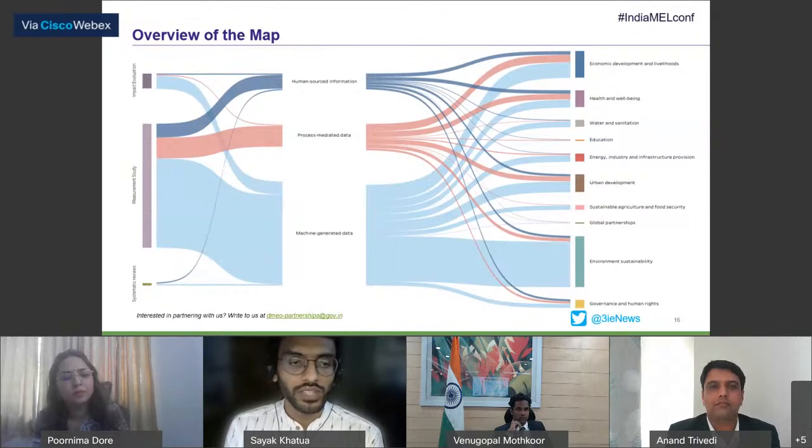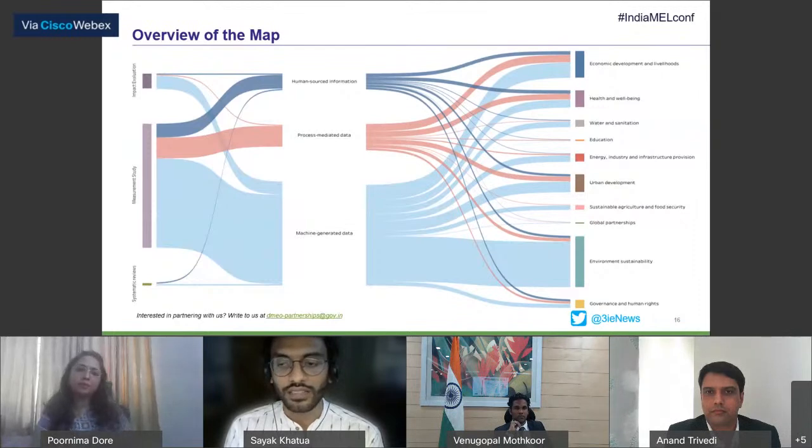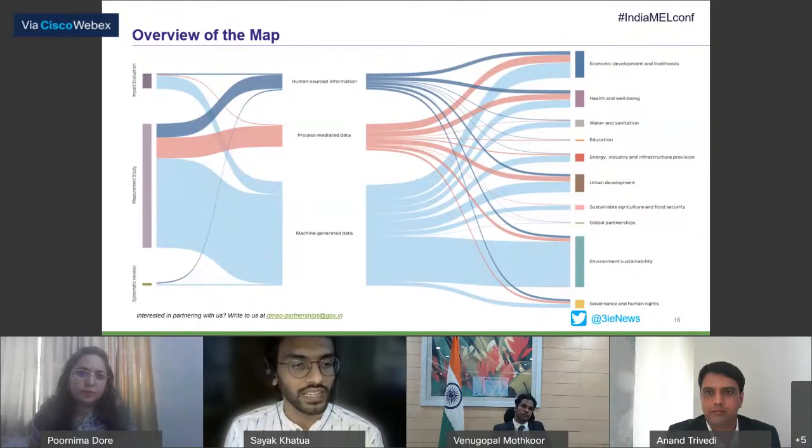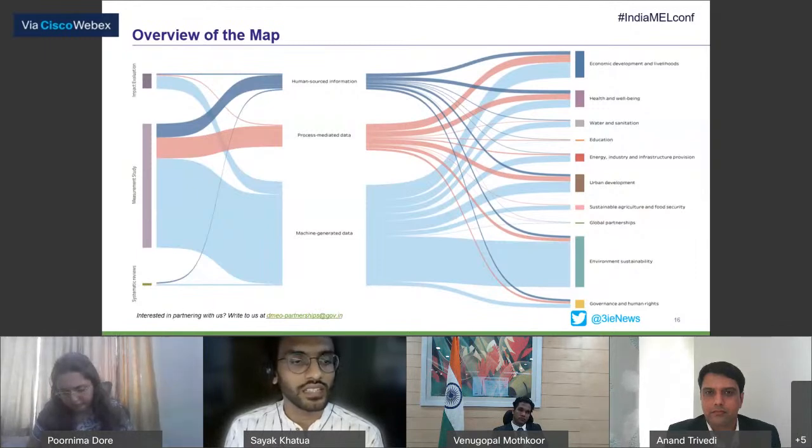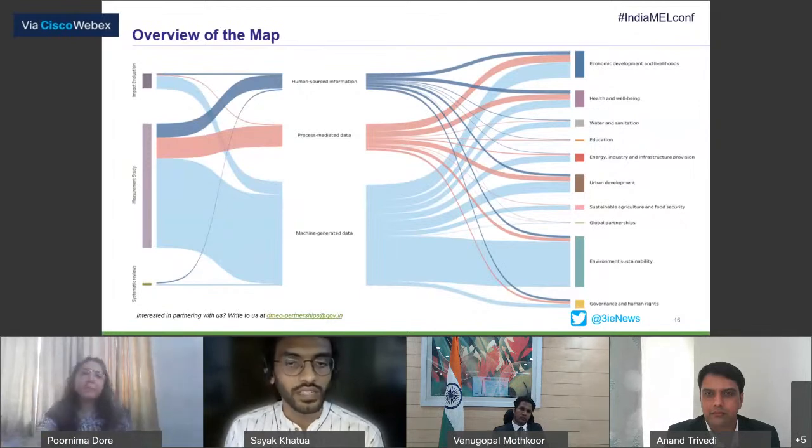What we see from here is that a lot of studies are being done with machine generated data. By machine generated data, I mean data generated mostly from satellites. We don't see a lot of data from process mediated or human sourced data, which is generated by crowdsourcing, social media, your Facebook, Twitter, then your administrative data, your call detail records, and so on.